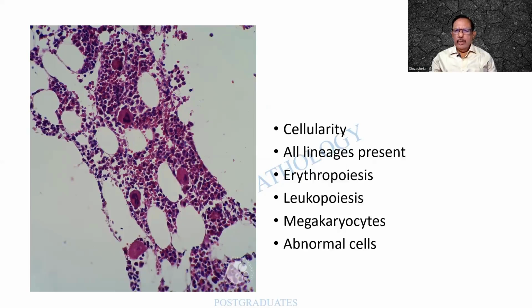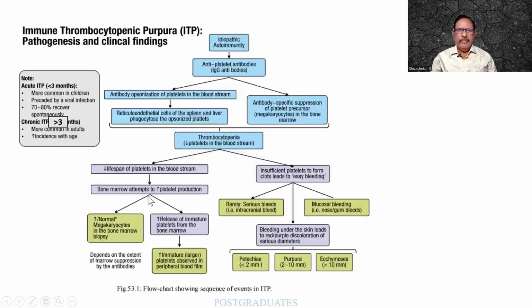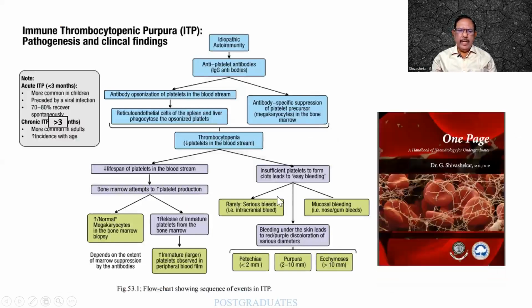When we do report, these are the subheadings that are to be followed. The cellularity, whether all the lineages are present, erythropoiesis, leukopoiesis, etc. And specifically describe the megakaryocytes. They are greater in number, there is a crowding, there is a nuclear abnormality, no budding is seen, etc. And this is the pathogenesis of ITP from my book, namely one page. I would like you to kindly follow this up.